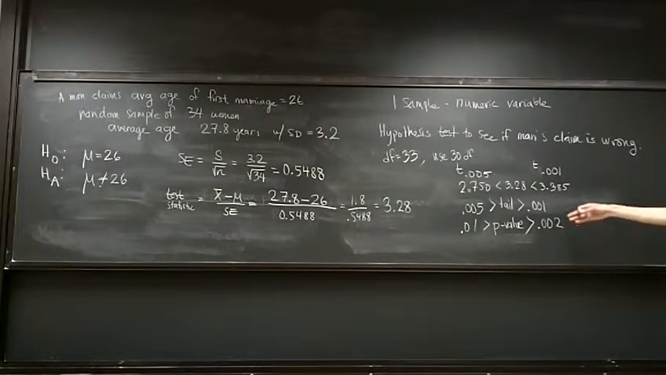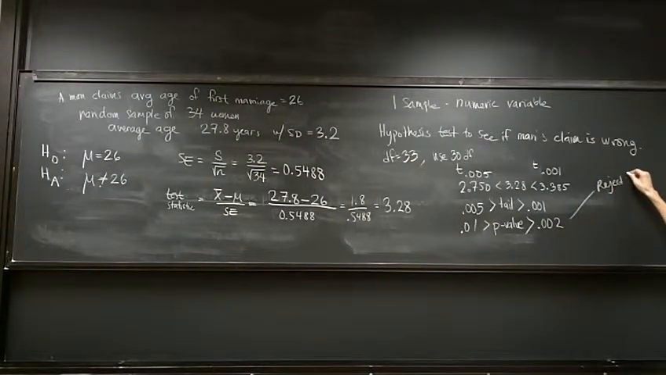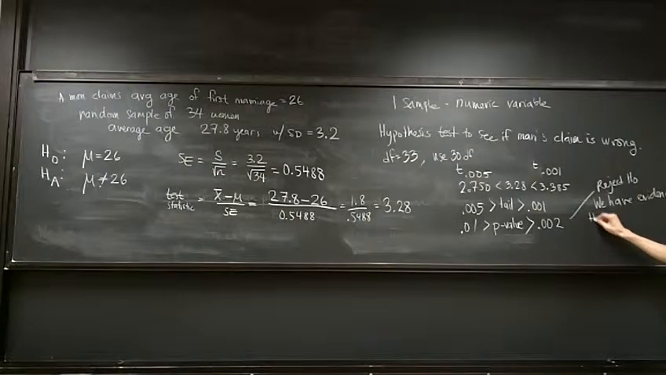So my p-value is between 0.001 and 0.005. So this means I reject my null hypothesis. And we say we have evidence that what? That the man's claim is wrong.